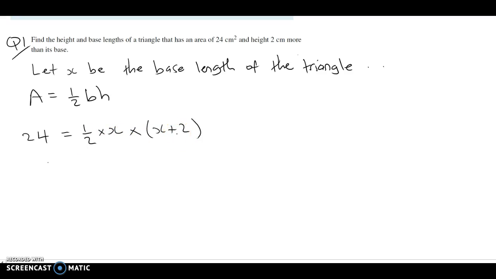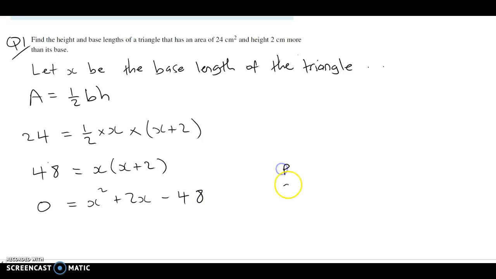Notice how defining the variable x was important so that we could just write the whole equation in terms of x's. Now the first thing I'm going to do to tidy this up is actually to multiply the 24 by 2, just to tidy up that fraction there. So we'll get 48 equals x times x plus 2. Let's solve equal to 0. So bring the 48 over the other side, and while I do that, I'll expand this bracket out here. So we'll get x squared plus 2x minus 48.